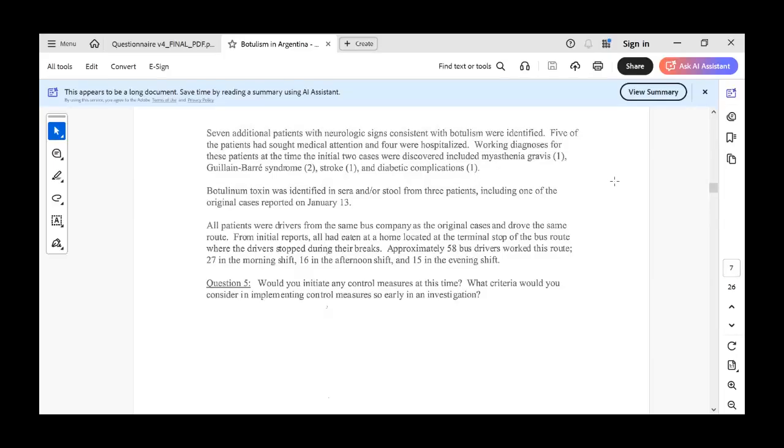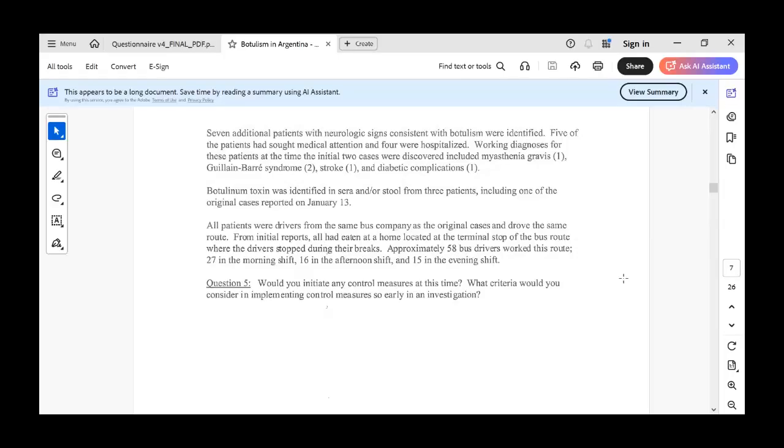Botulinum toxin was identified in sera and/or stool from 3 patients, including one of the original cases reported on January 13. All patients were drivers from the same bus company as the original cases and drove the same route. From initial reports, all had eaten at a home located at the terminal stop of the bus route where the drivers stopped during their breaks.